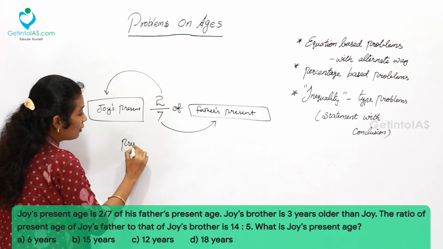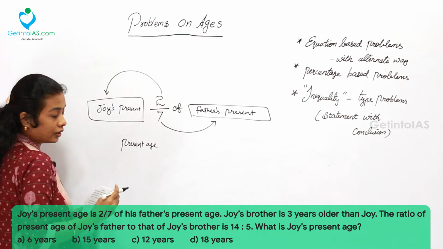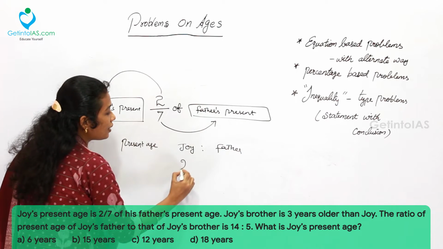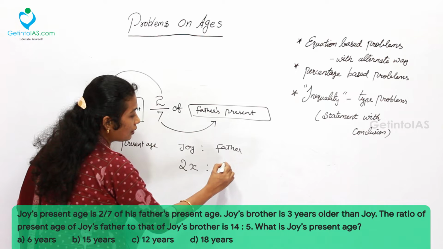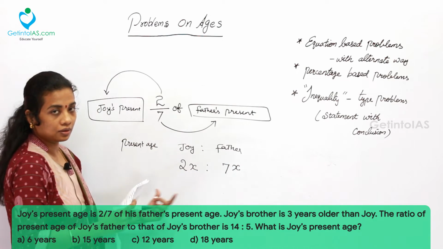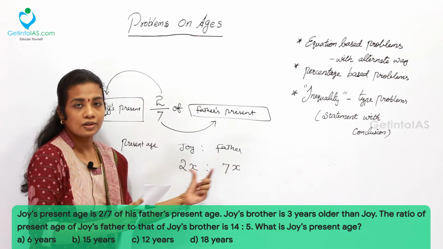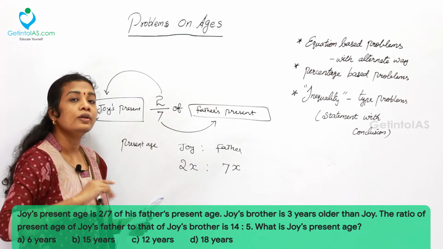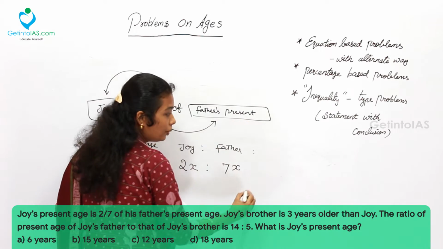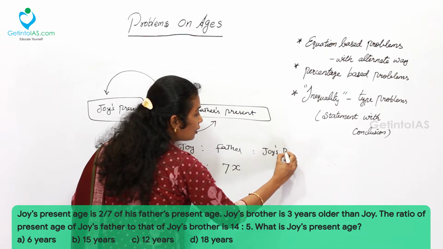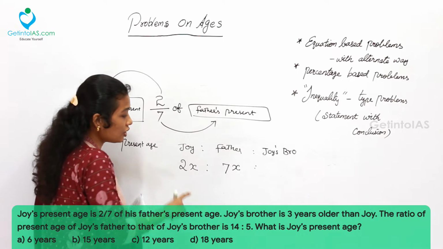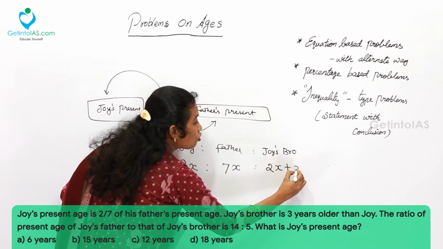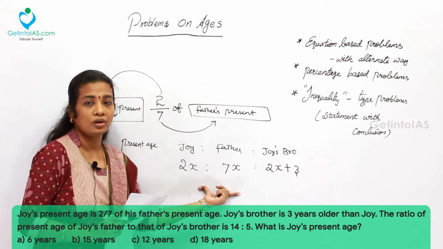So you can write like this: present age, that is Joy is to father. Joy's age is 2 times x, then father's age will become 7 times x. This is the ratio value 2:7, so I have considered 2x:7x. What does the next sentence say? Joy's brother is 3 years older than Joy. So one more column is to be included: Joy's brother. What is Joy's brother's age? He is elder than Joy by 3 years. So 2x plus 3. This is the correct form of writing this question in the ratio form.